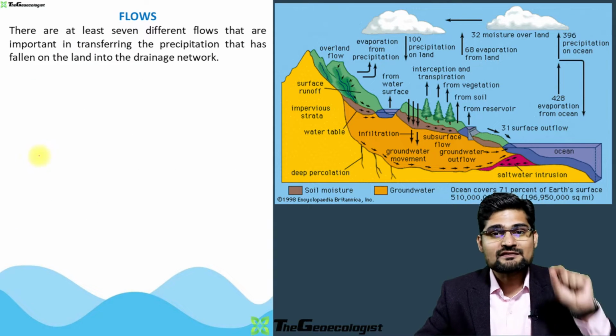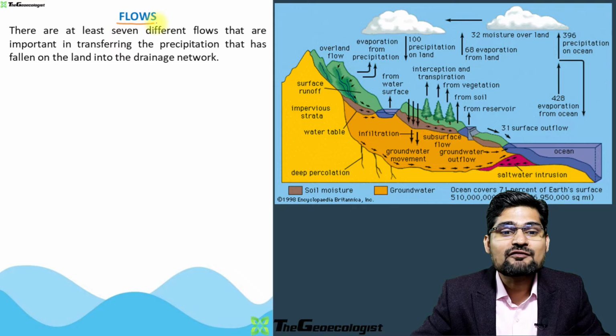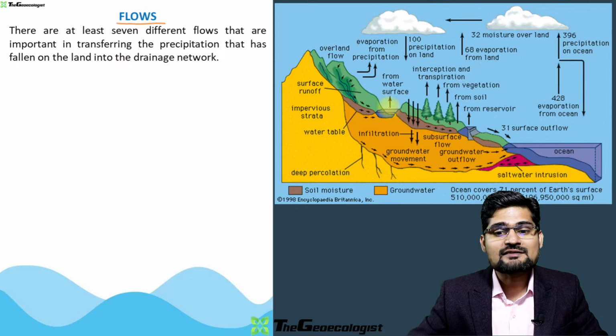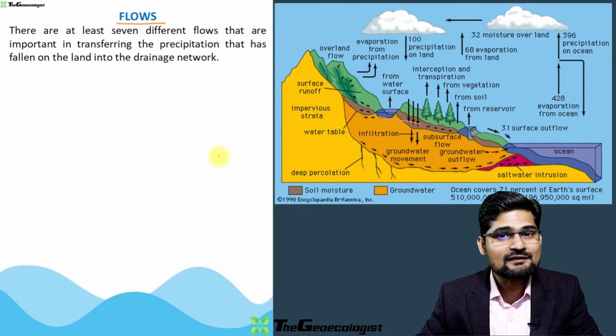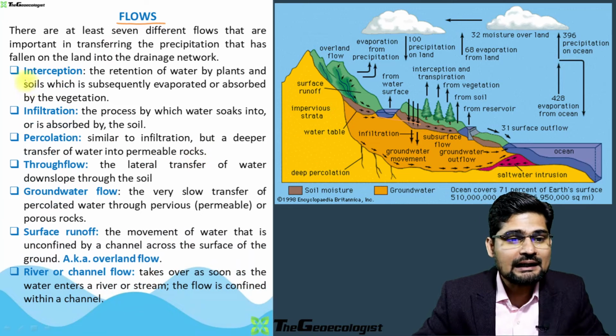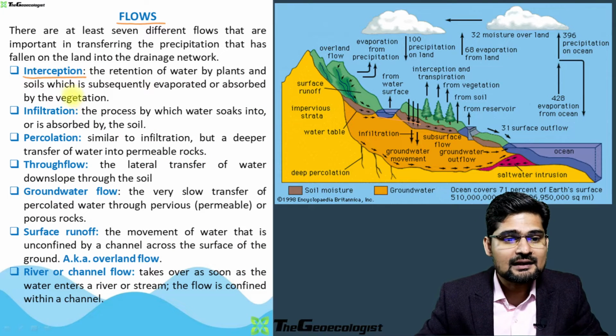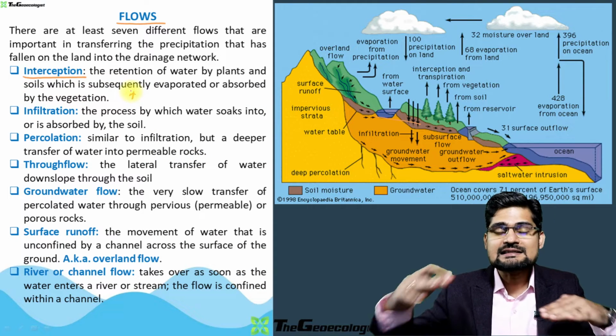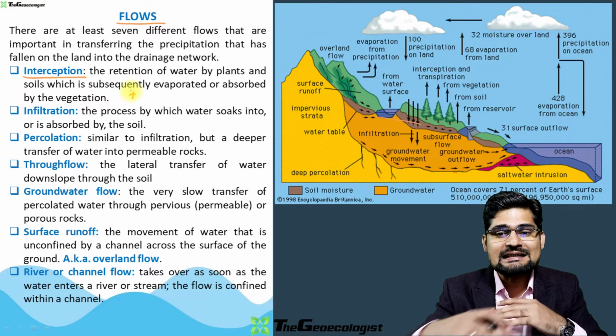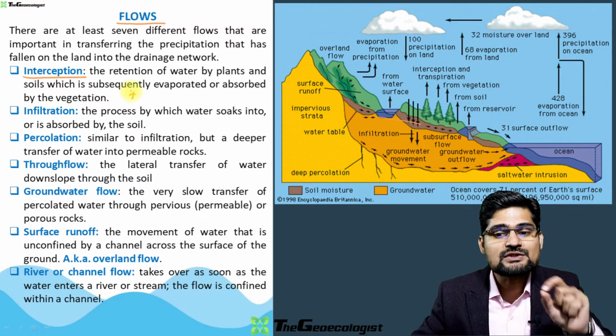Then the second important component is flow. When there is an input, there is a flow as well. So what kind of flows are we talking about? Let's look into it. Interception, right? Then you have something which is intercepted. When water falls on the ground, it is intercepted by several components which are available on the ground.